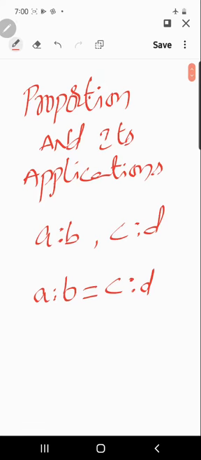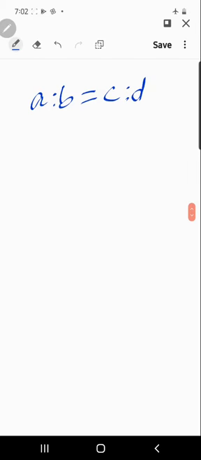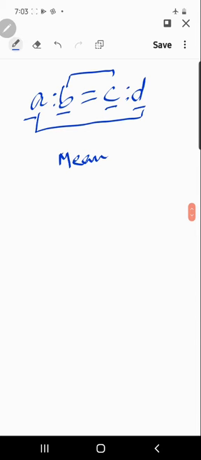And proportion we can also express in another form, that is A is to B proportion to C is to D. So this is one more symbol we can use for proportion. We read this expression as A is to B is proportion to C is to D. In this expression we have a total of 4 terms: first term, second term, third term, fourth term. These two middle terms are called means, and these two are called extremes.